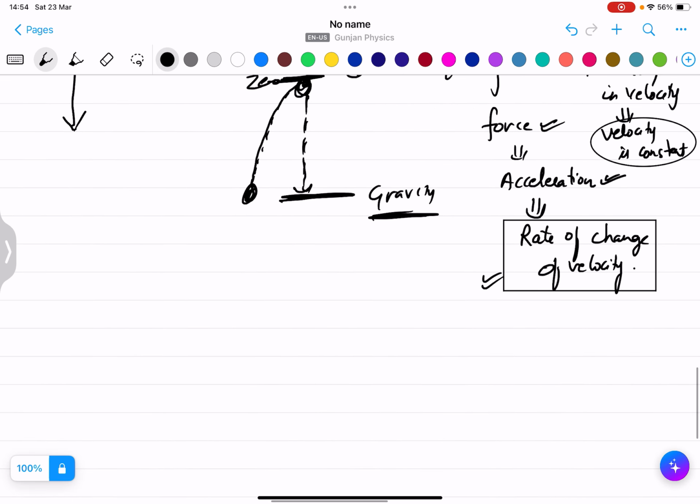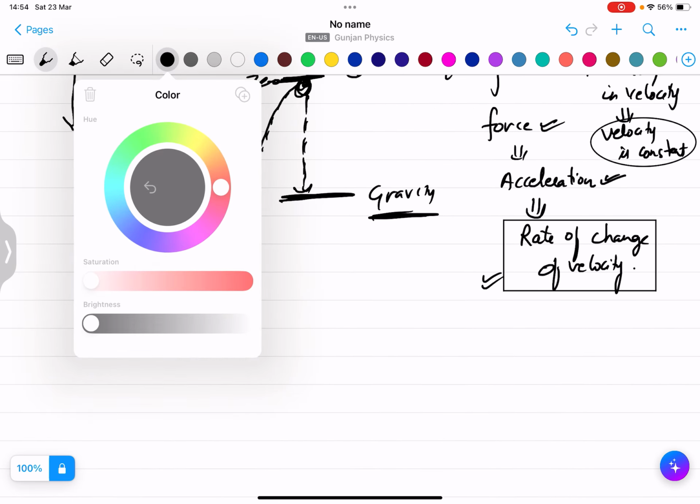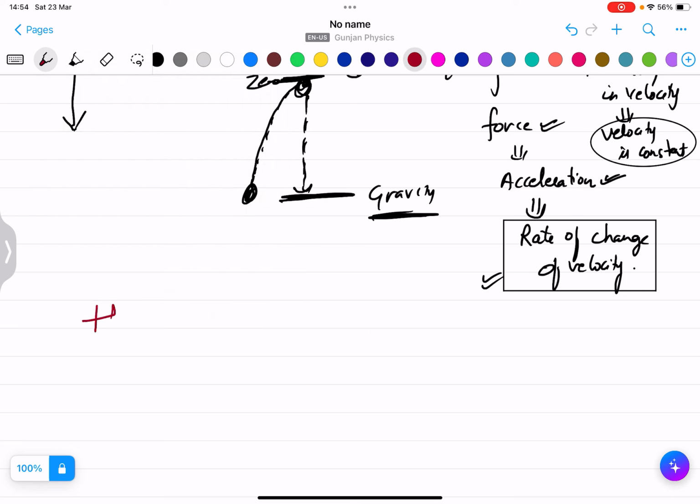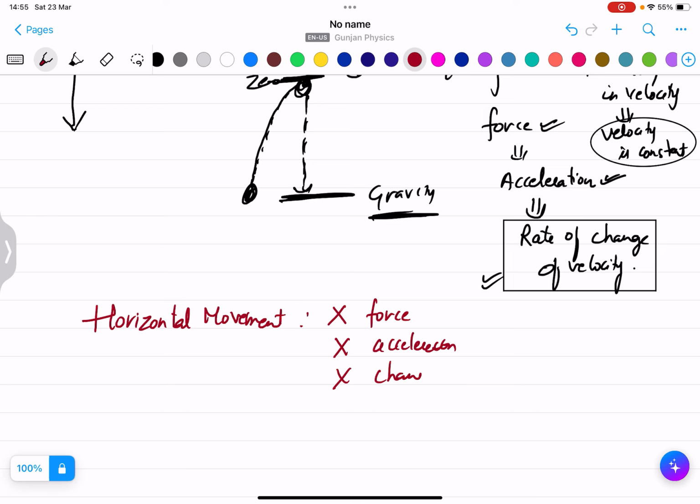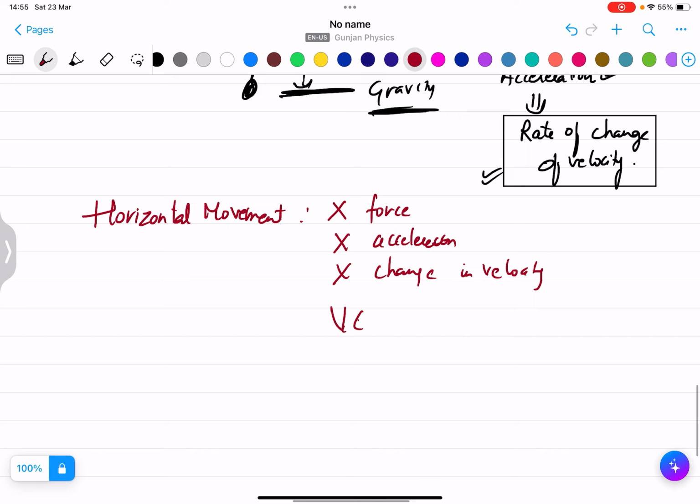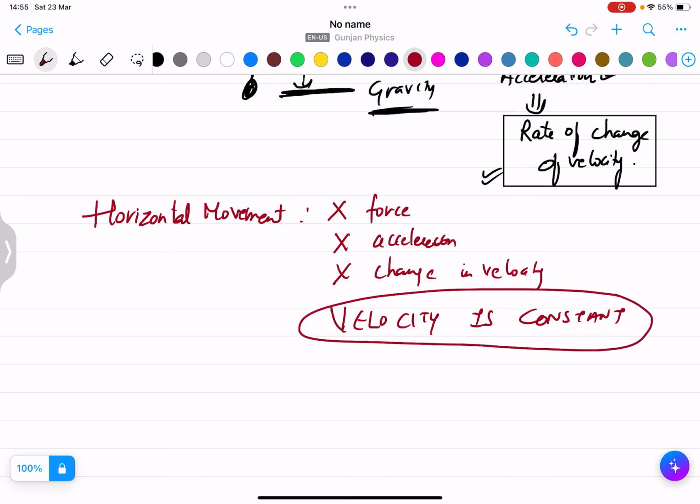I'm just writing, this is a very important concept you need to remember when I am talking about horizontal movement. Okay, we neglect the force, the air friction force. There is no force, no acceleration, no change in velocity, right? That means what is there? Velocity is constant, right? So in horizontal movement, velocity is constant.